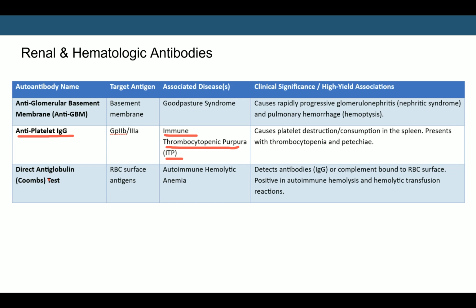The direct antiglobulin test is also called the Coombs test. The target antigen is going to be the RBC surface antigens, and we see this in autoimmune hemolytic anemia. So this detects antibodies or complements that are bound to the RBC surface, positive in autoimmune hemolysis and hemolytic transfusion reactions. So basically, if a question says direct antiglobulin test or Coombs test is positive, then that means you have an autoimmune hemolytic process going on, or you have a hemolytic transfusion reaction that is going on because of preformed antibodies.